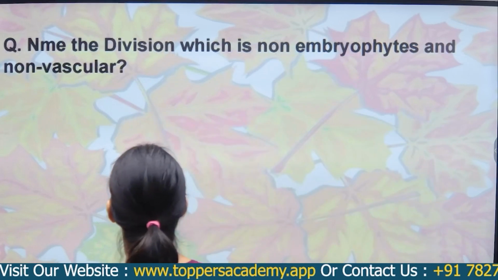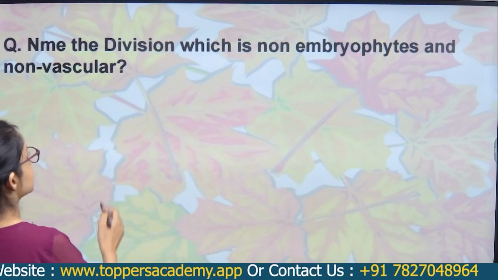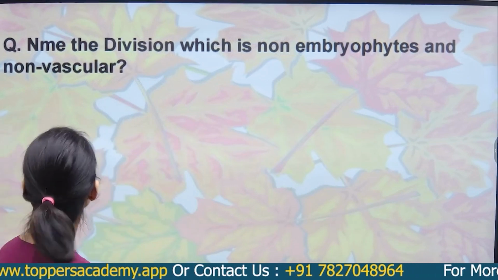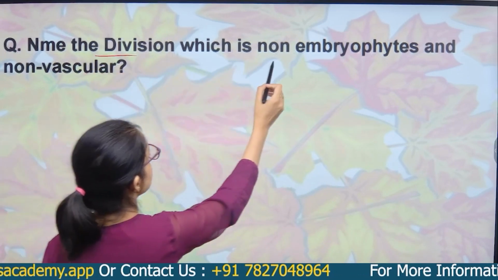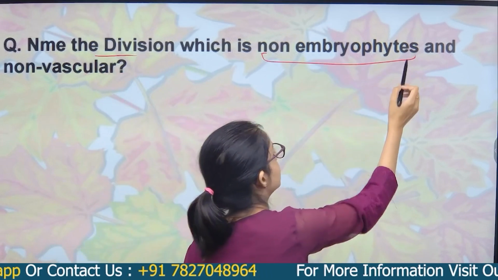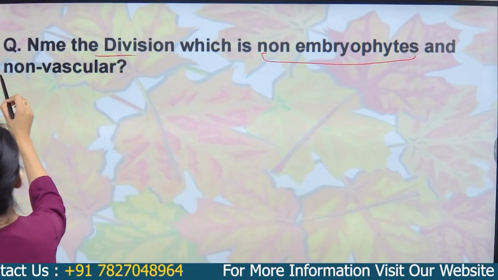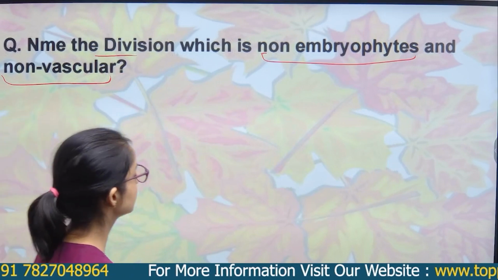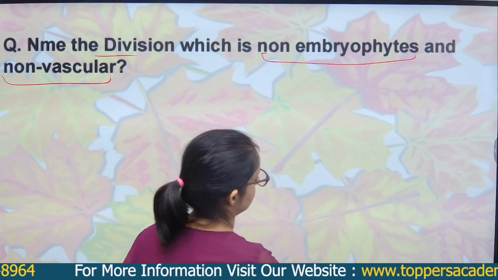Okay, now the question session. Name the division which is non-embryophyte, with no embryo, and non-vascular. So what could it be? Let's recall.